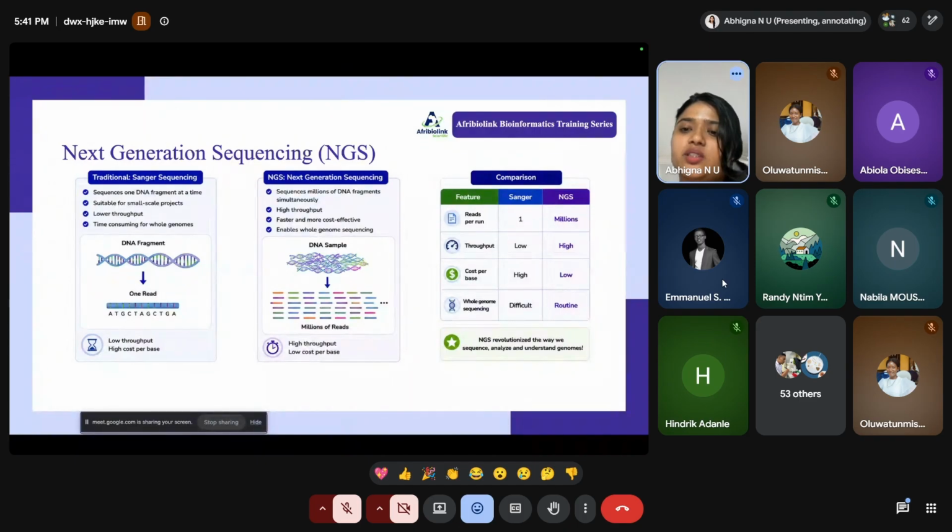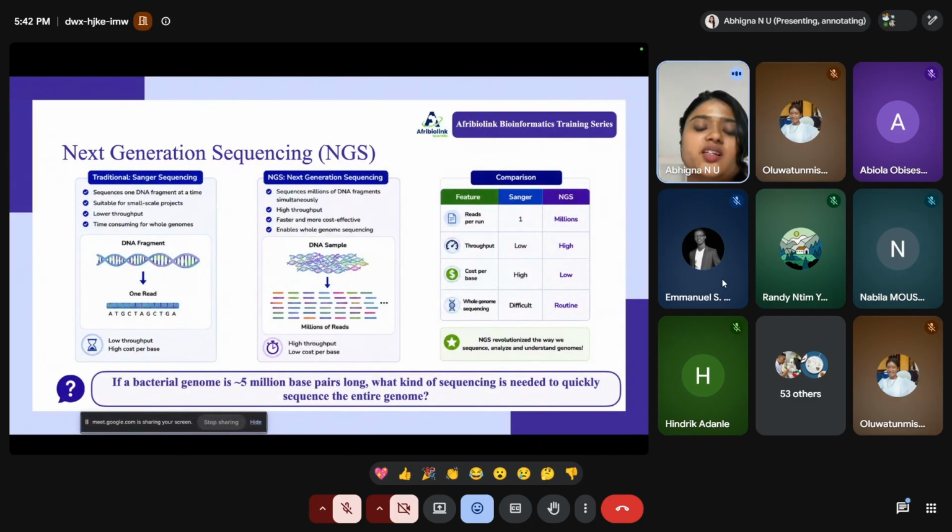For Sanger sequencing, throughput is very low, and in NGS it is high. Cost per base is high in Sanger sequencing, while in NGS it is very low. Whole genome sequencing is very difficult with Sanger sequencing. Sanger sequencing is applicable only for shorter sequencing, like 16S rRNA sequencing, and for whole genome sequencing we mainly go for NGS.